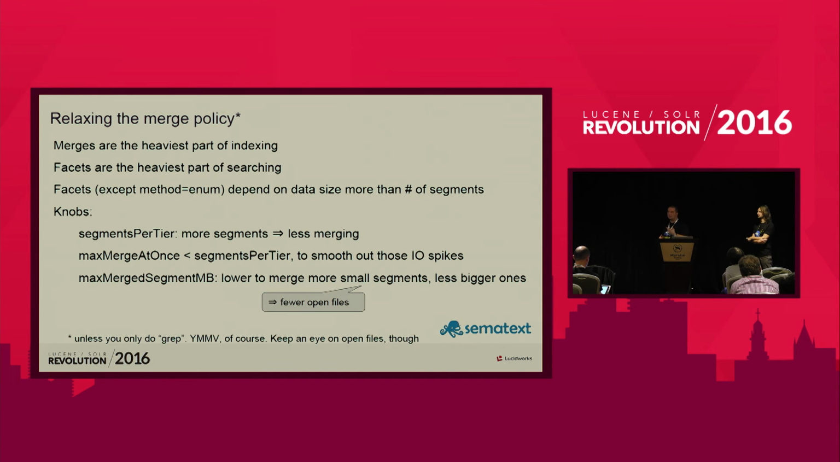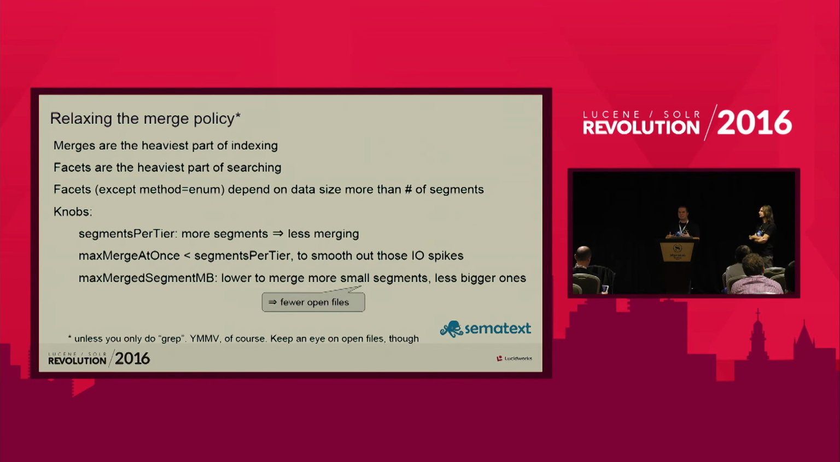And again, getting back to those merges, they're important because they do affect performance of indexing, basically indexing throughput. Merges are the heaviest part of indexing. Search facets are the heaviest part of searching. And how to combine them both together? You've probably heard sometime in the past that your searches will be faster if you have fewer segments. How many of you heard that sentence? OK, some of you. And that's true, but for full text searching.